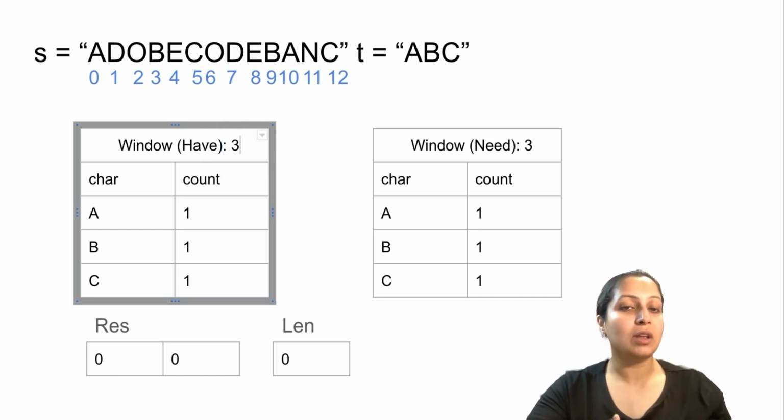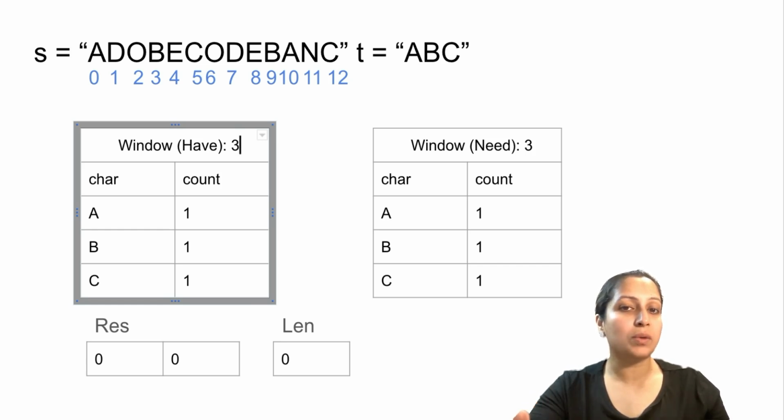So every time we are checking whether the character is a part of substring T or not. If it is, we check its count. If it is met, we increment our have condition. And we do not go about checking the conditions which have already been met again and again. That is one change.